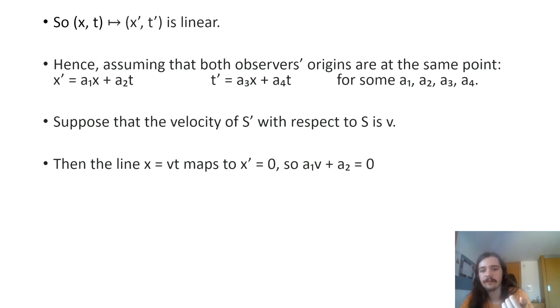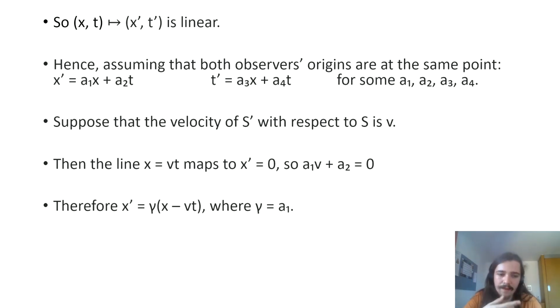So we get our equation for a1 and a2. We have a1 v plus a2 equals 0. And therefore, we can substitute this in and say that x prime is equal to gamma times (x minus vt). So we're going to rename a1 to gamma for these purposes, because this will actually be a useful constant to use later on. Again, it does depend on v, so not strictly a constant, but a useful number.